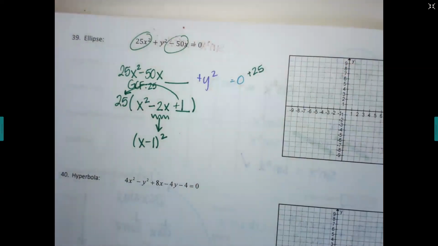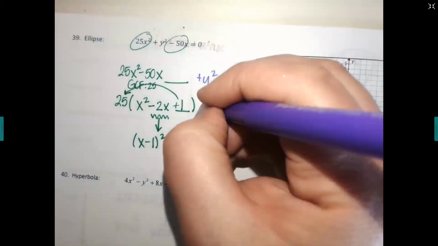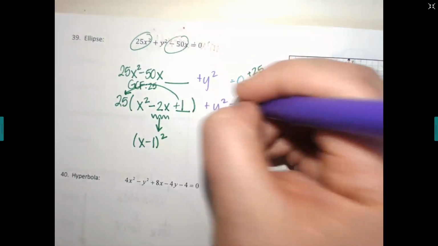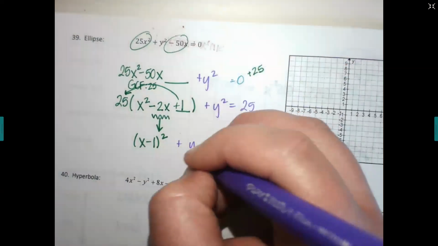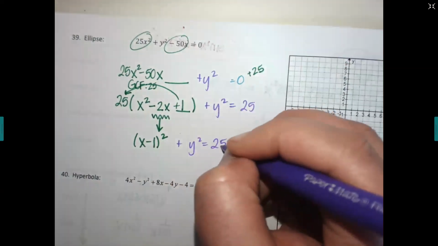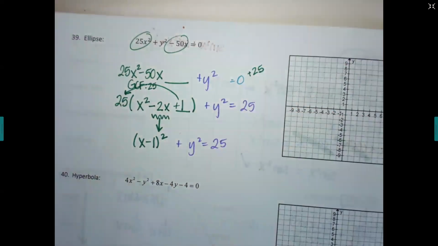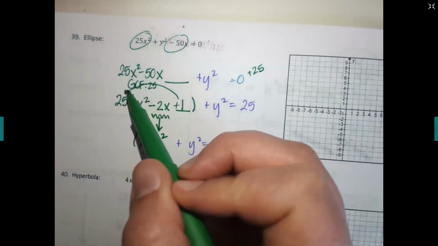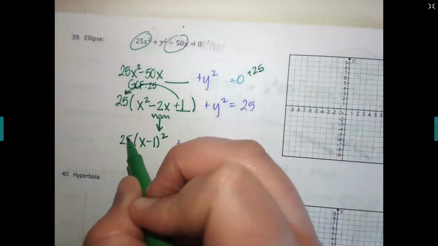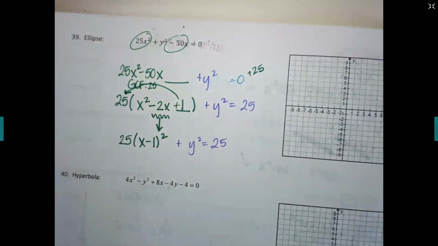Now notice your y squared is already kind of chilling by itself, so just leave it. Then equals 0 plus 25 is 25. Then I did make one mistake here. Remember, when you times this 1 by the 25, that's when I would say, oh yeah, we can put that there so I don't forget.